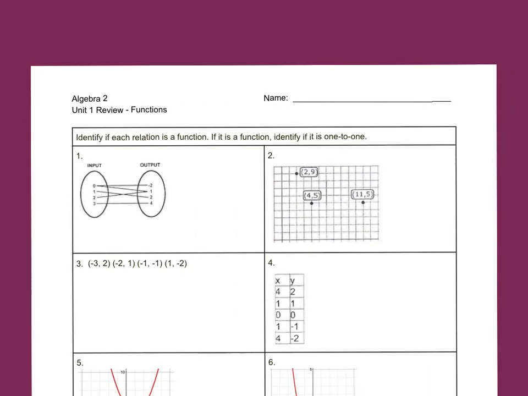So, starting off, identify if each relation is a function, and if it is a function, identify if it is a one-to-one function. Okay, so remember functions are like people and birthdays, right? People are the x's or the inputs, and then birthdays are those outputs or those y values, okay? It is possible for two people to have the same birthday, right? But one person cannot have two birthdays.